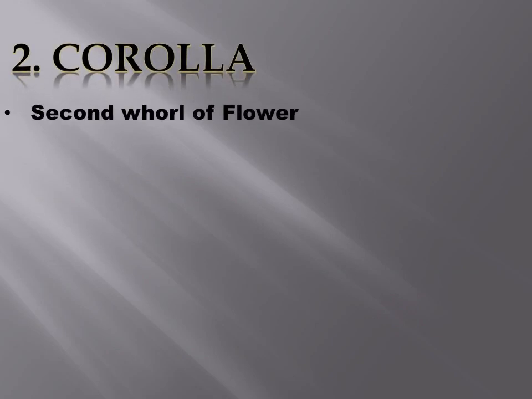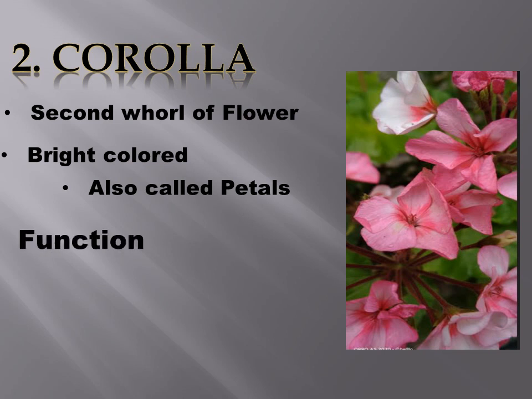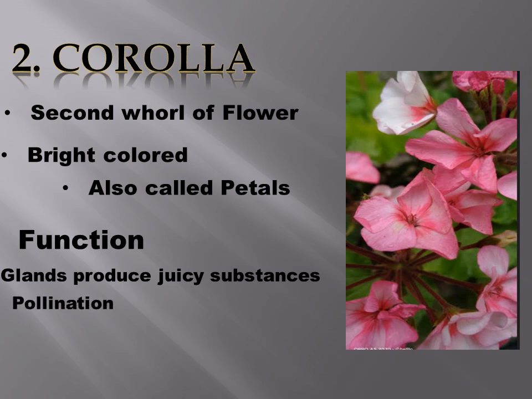Corolla. Corolla is the second whorl of the flower that is vibrant or brightly colored. This second whorl is composed of expanded and brightly colored structures that are called the petals. In this diagram you can see the petals of the geranium flower. As for the function of the corolla, they may have glands which produce juicy substances that help in pollination by attracting various insects.